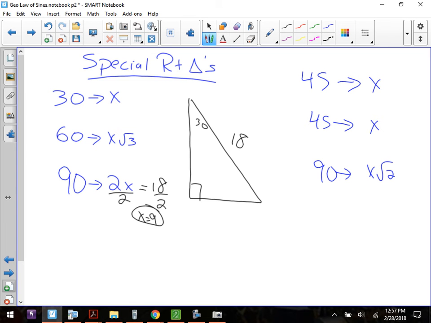So that means that everywhere I see an x in the rest of that algebra jig, what do I replace the x with? A 9. And I go on my merry way.